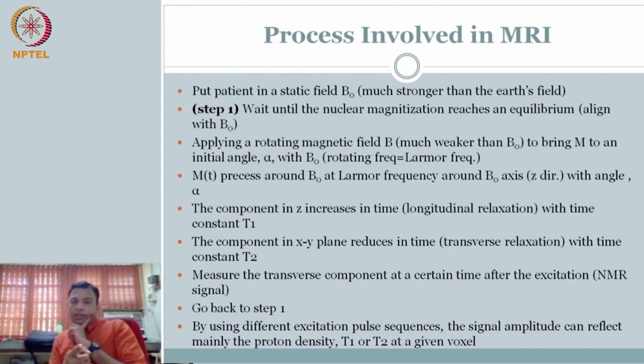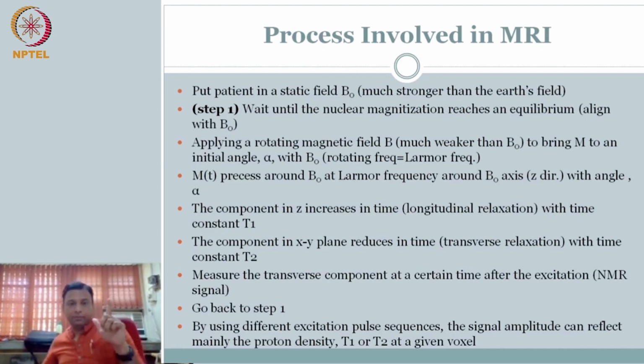Now, in the next step that you see, if we can introduce another rotating magnetic field, then we will be able to manipulate this magnetization vector so that in the XY plane also you will start to make them in phase, right? Therefore, you will have a magnetization vector component in the XY direction as well.